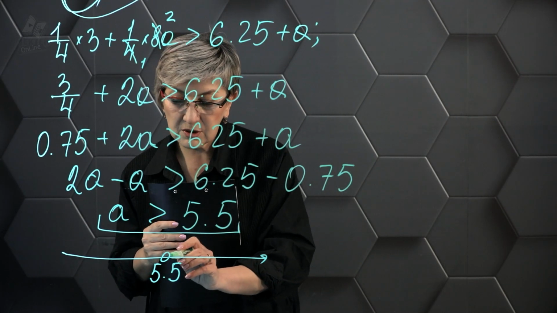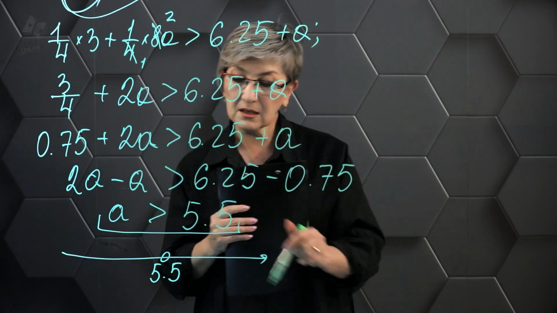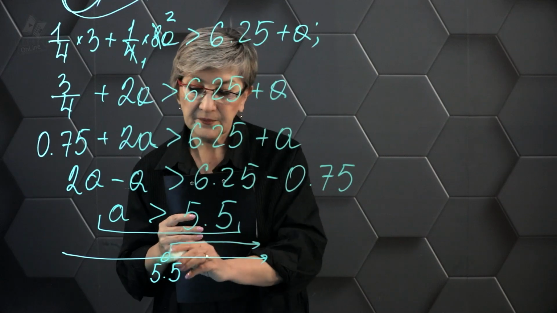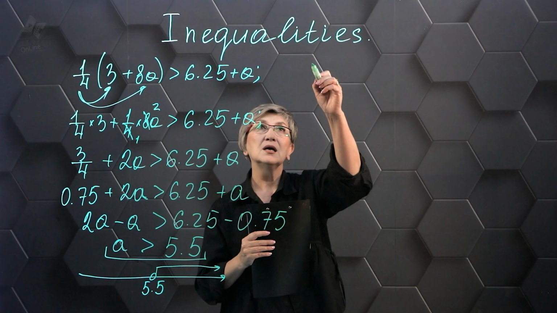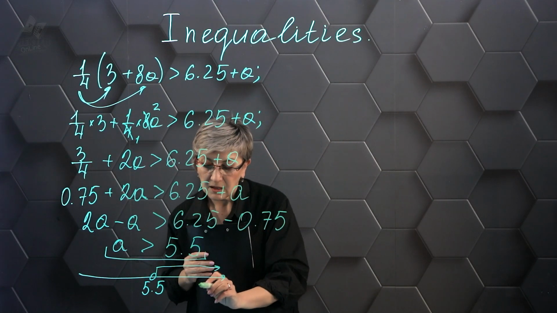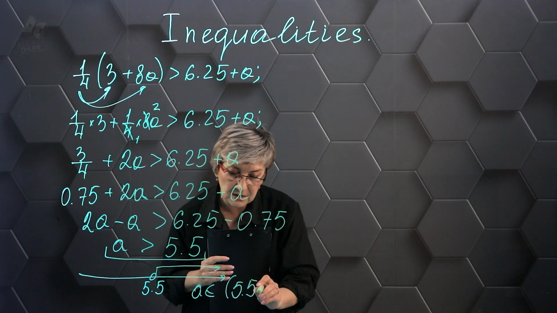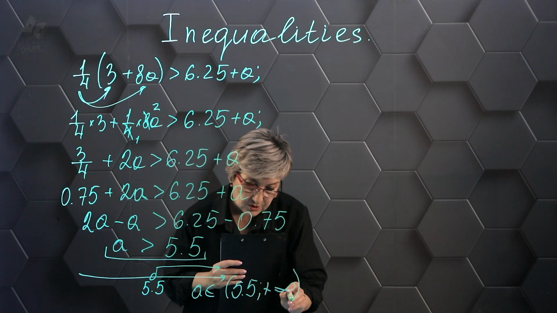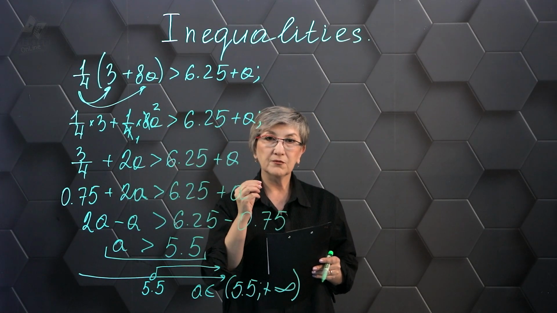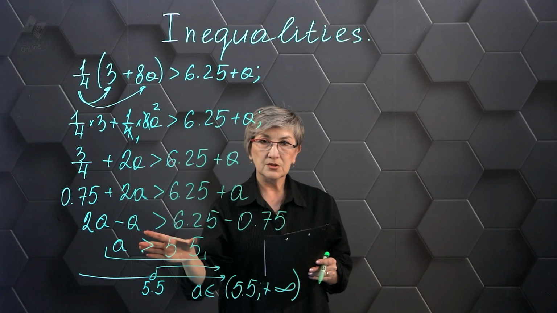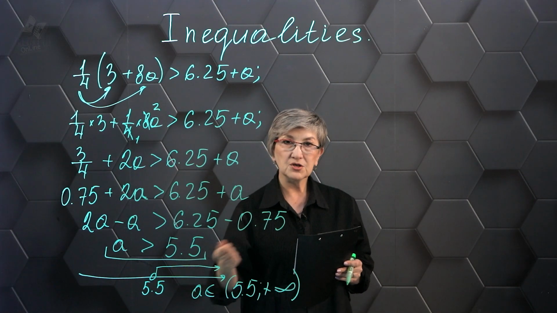They are located to the right side of 5.5. Thus, all numbers are included, ranging from 5.5 to plus infinity. How do I note this answer? A belongs to the interval from 5.5 to plus infinity. We recorded the answer of this inequality in 3 types: in the format of a numerical inequality, a numerical range, and a graphical method.